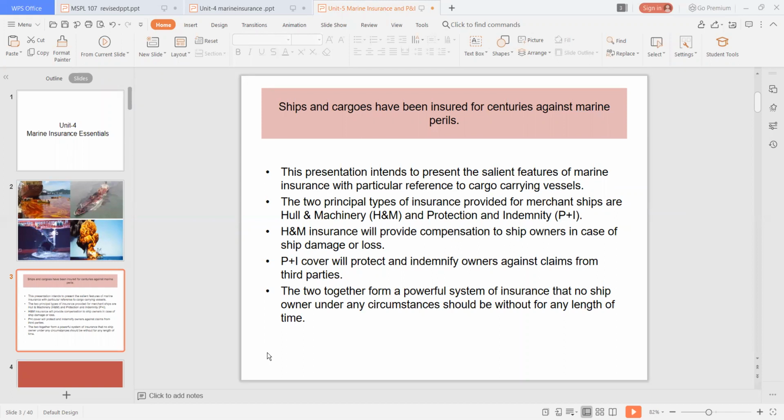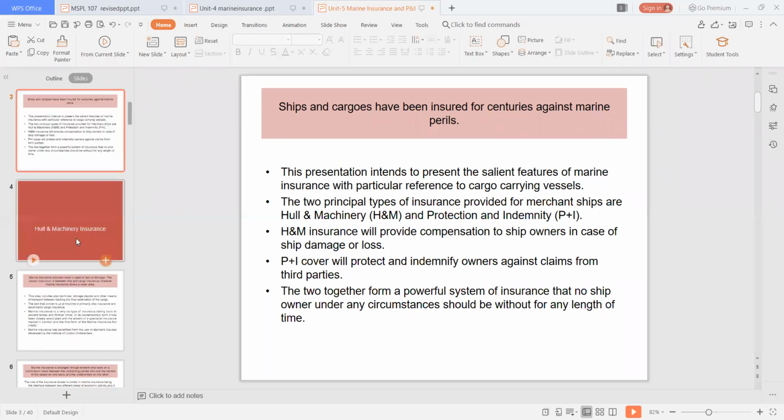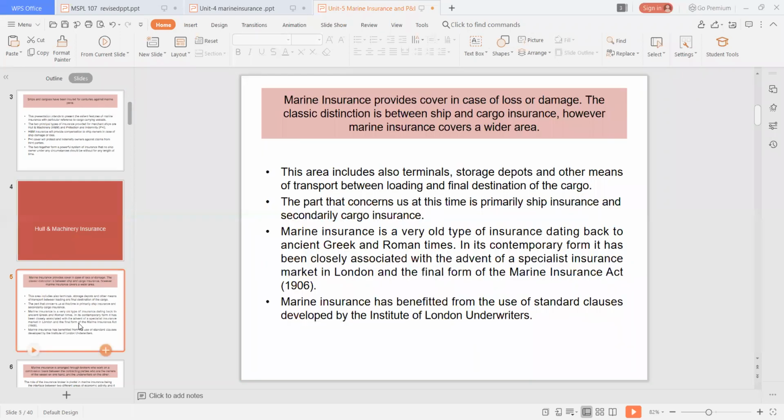So, see this? H&M and P plus I. Normally they mention like that. So these two combine together. Okay. Always remember. So again, hull and machinery insurance, people already know this. Once again, I will cover this.